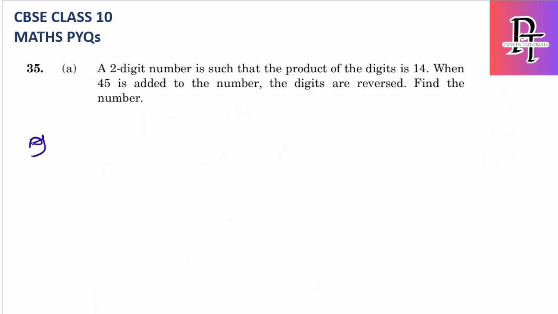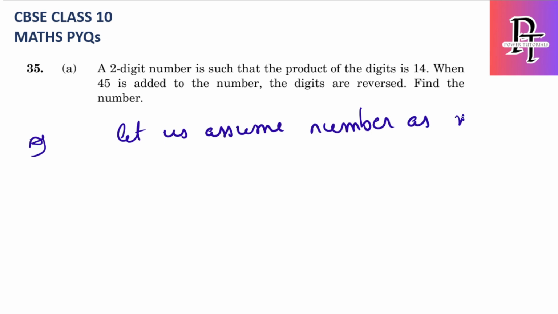Again, this is also from the previous year, the 2024 question paper. I think this is a 5 marks question. Let's solve it. A 2-digit number is such that the product of the digits is 14. Same type. Again, let us assume the number as xy, where x is the tens place and y is the units place. Product of the digits is 14. So the first condition, xy is equal to 14.